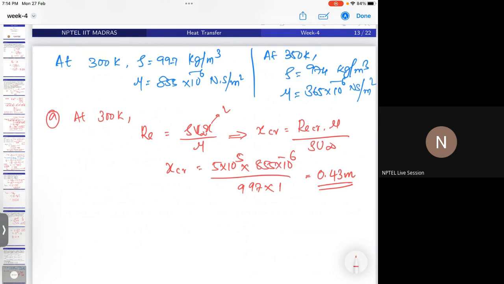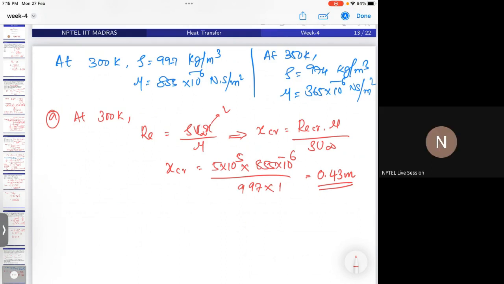Next, we have to find out at what point this transition happens. That is what I did. Sir, one more doubt. When we are getting this Reynolds number as turbulent flow, then can it happen that there is no laminar flow available on the plate?